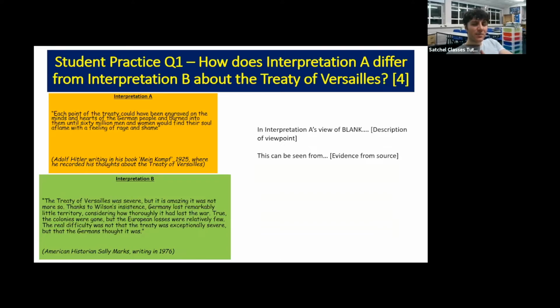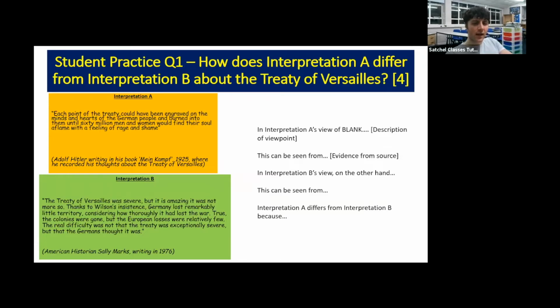Then you're going to say, this can be seen from, and you're going to provide evidence from the source, a quotation from the source that proves what you've just said about that viewpoint. Then you swap over to interpretation B. In interpretation B's view, on the other hand, and you summarize what Sally Marks is saying, what's her viewpoint. Then you're going to say this can be seen from, and again, you're going to give me some evidence, a quotation from this interpretation that proves what you've just said about Sally Marks's viewpoint. And then finally, just our insurance policy, a summary sentence that summarizes everything that you've just said.